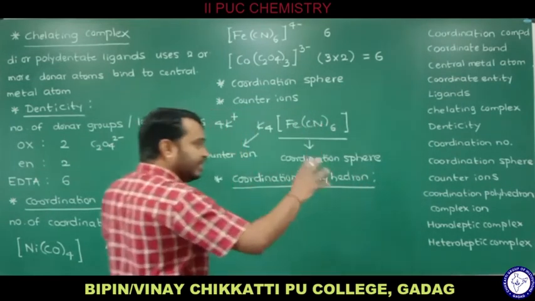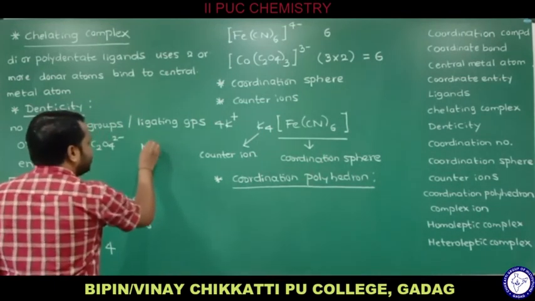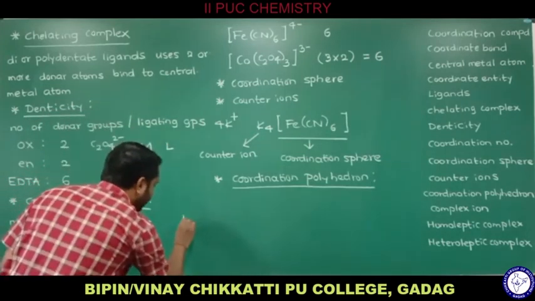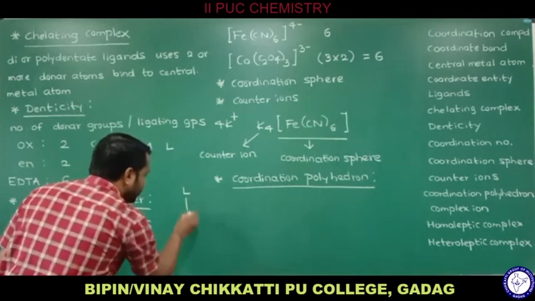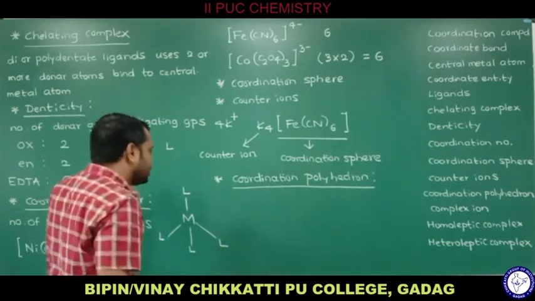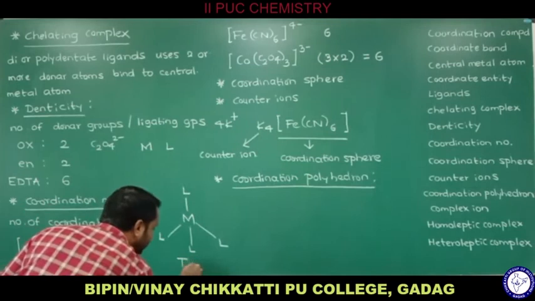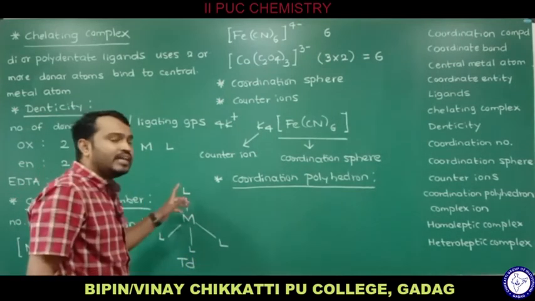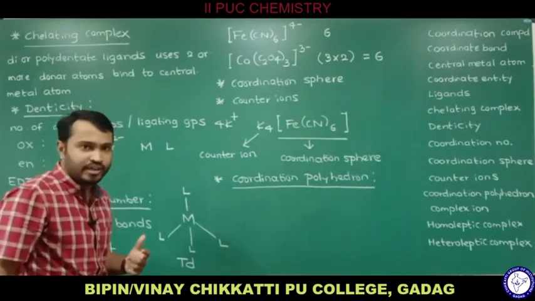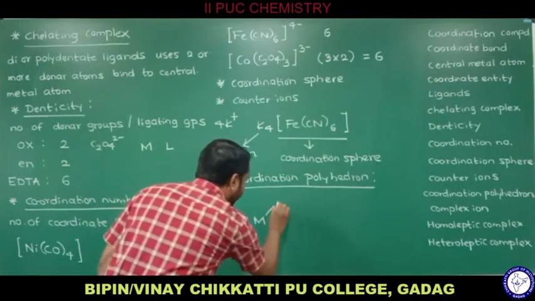Some standard geometries I am going to write here, where M stands for the central metal atom and L stands for ligand. So try to understand here. I am going to consider M, a central metal atom surrounded by ligands. In this example, the central metal atom is surrounded by four ligands, and I hope you know the shape or geometry of this is tetrahedral. All the ligands occupy the four corners of the tetrahedron, therefore we get a tetrahedral shape. Now some other I am going to consider. We have a central metal atom, and we have a ligand over here.